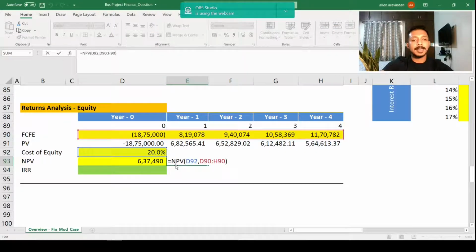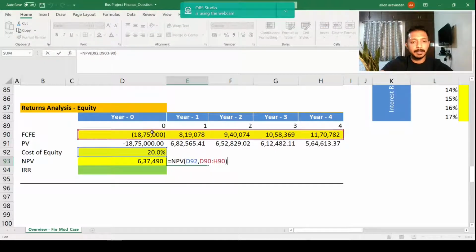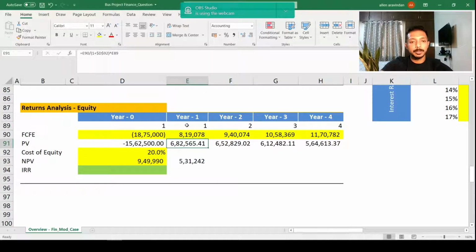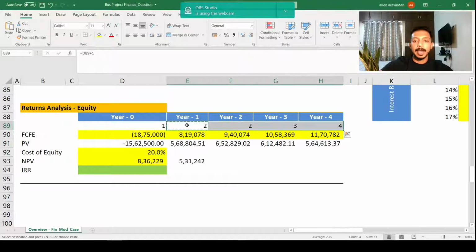The reason this is happening is because when you select the NPV from here, the formula assumes this is the first year. So that is basically doing a calculation as a beginning calculation.